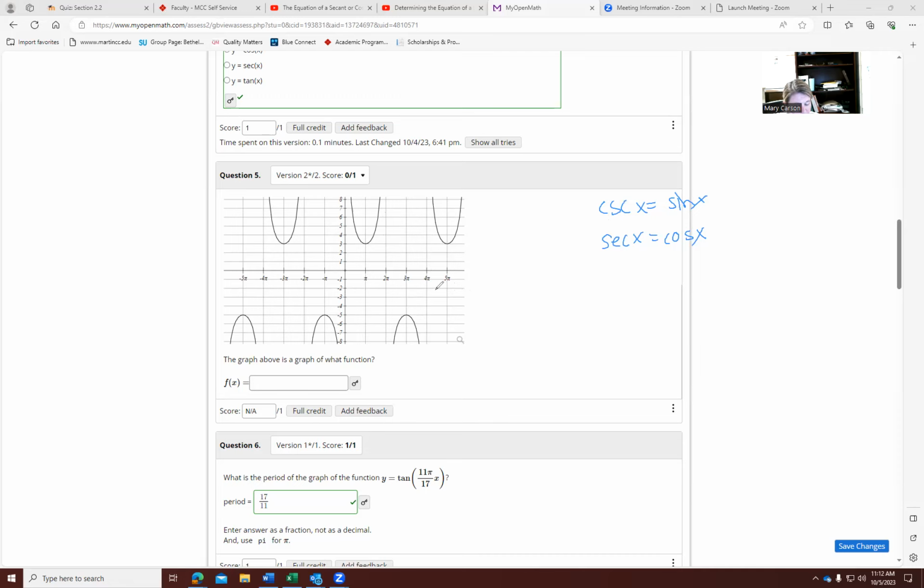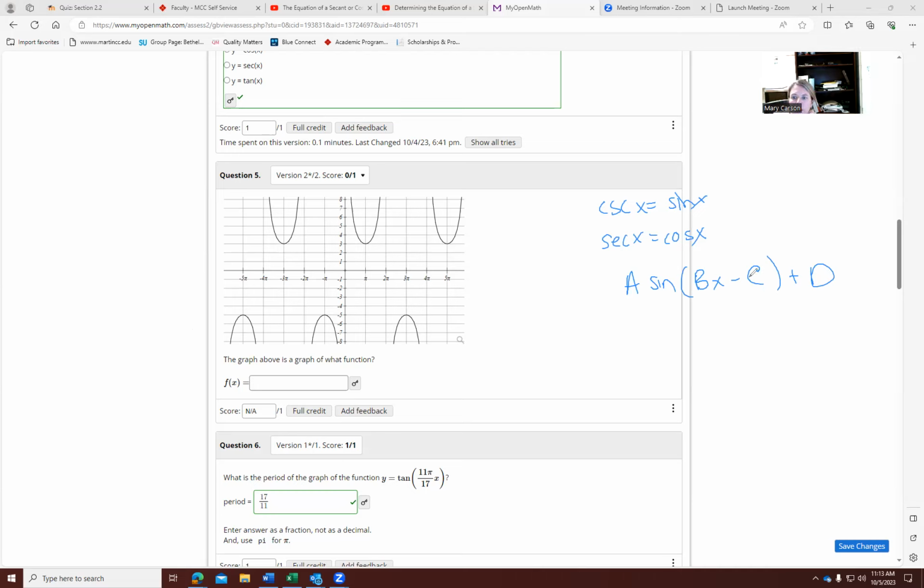So let's do that first. We want to figure out, okay, is there a translation here? Meaning, is it shifting up or down or something like that? If you remember, the formula for these is A sine (B x minus C) plus D.